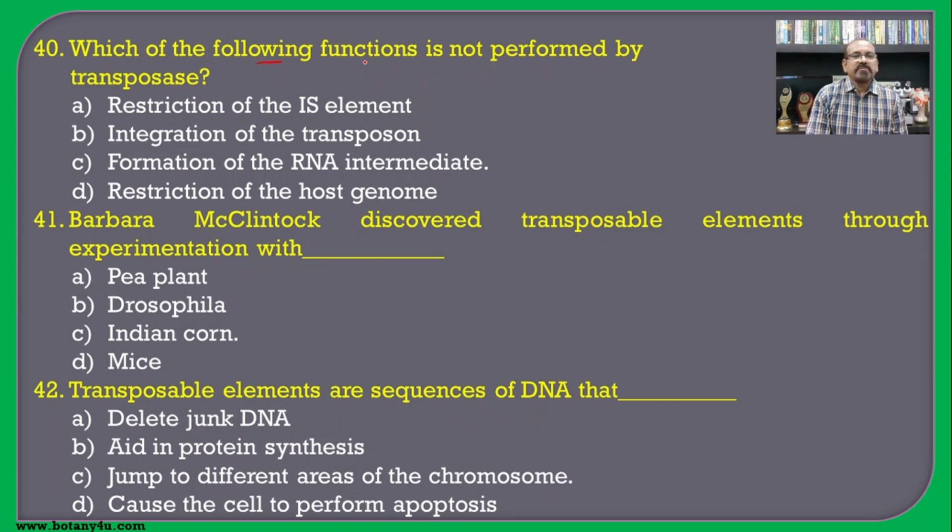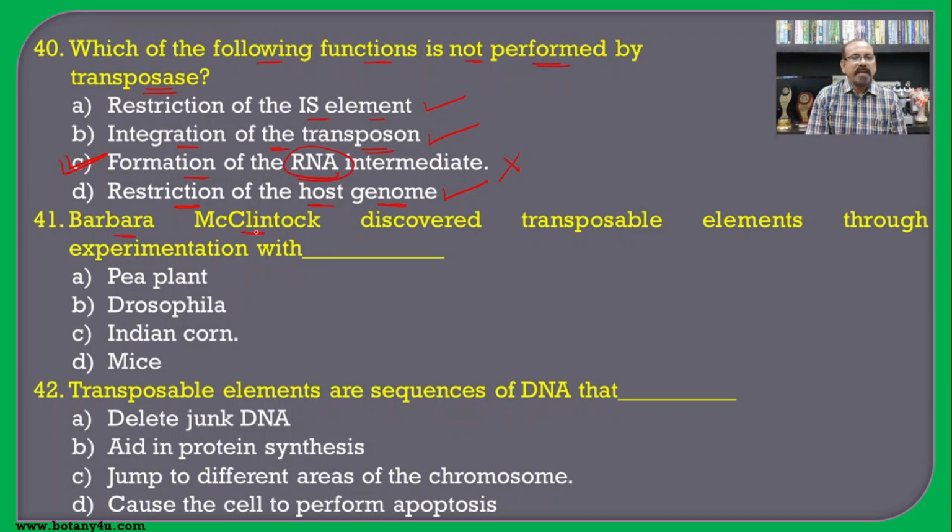Then which of the following functions is not performed by the transposase? If we see the restriction of the IS element, which is carried out by the transposase, then integration of the transposon, that is also carried out by the transposase, then formation of RNA intermediate, that is not performed by the transposase, and restriction of the host genome, that is also the function of the transposase. And hence C is the correct answer for this question.